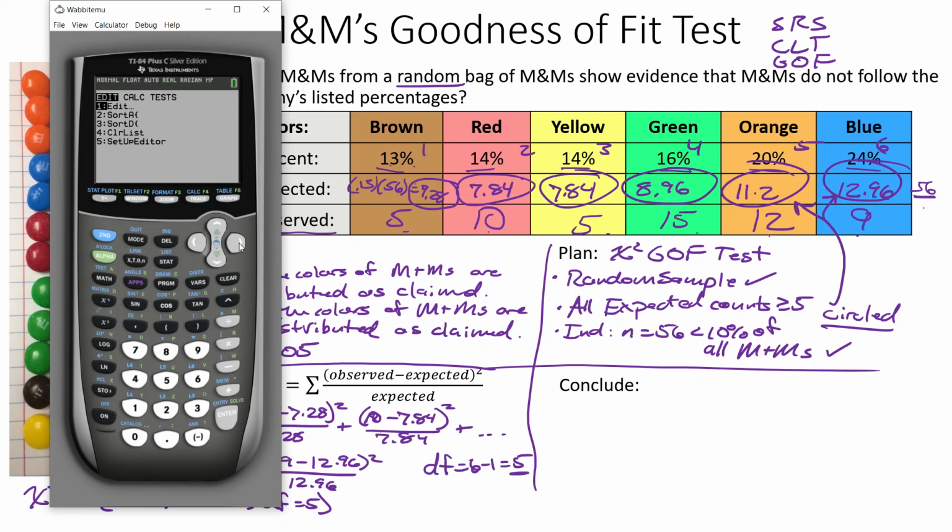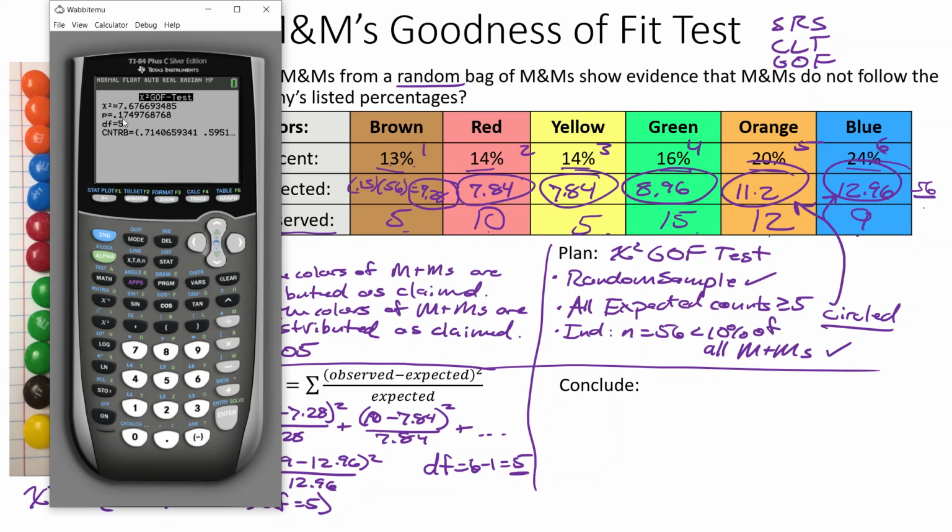So now we're going to stat, over to test. We're looking for chi-squared GOF. There's chi-squared test. There it is, chi-squared goodness of fit. It is letter D. Our observed, we put in list 1. So you do have to remember what you put in which list. Our expected, we're in list 2. Our degrees of freedom is 6 minus 1, so 5. And calculate. And there we go.